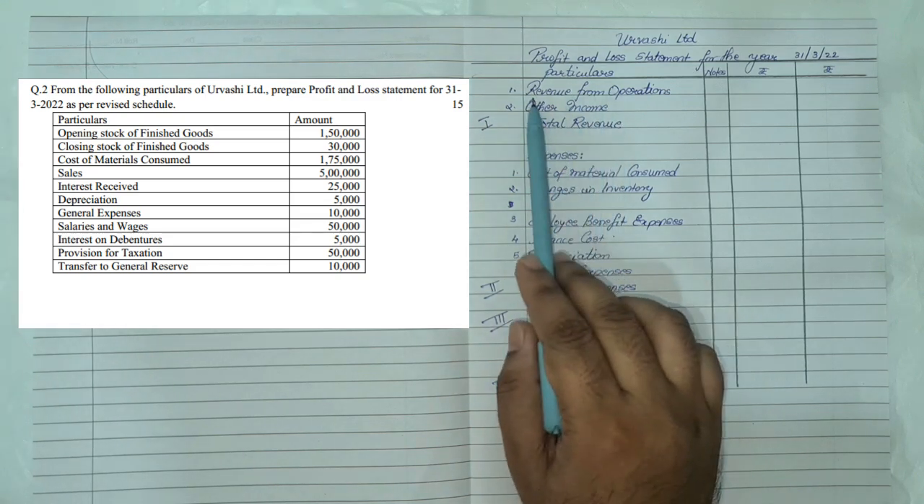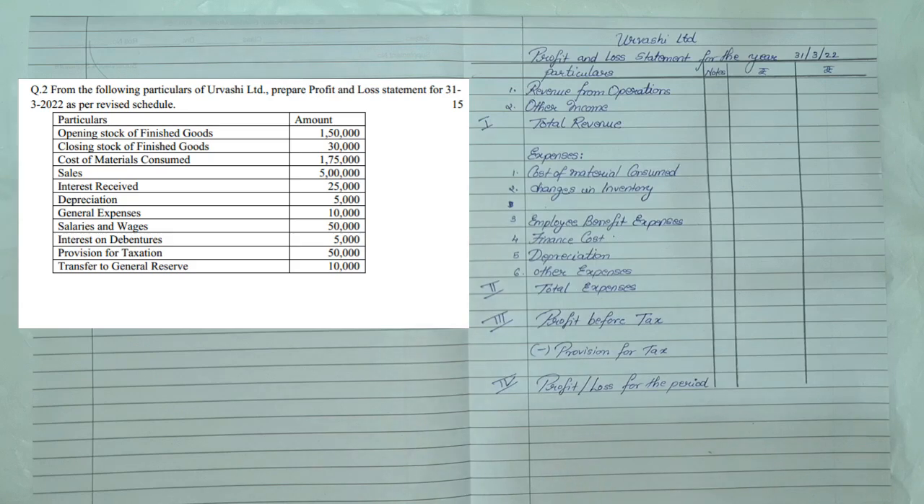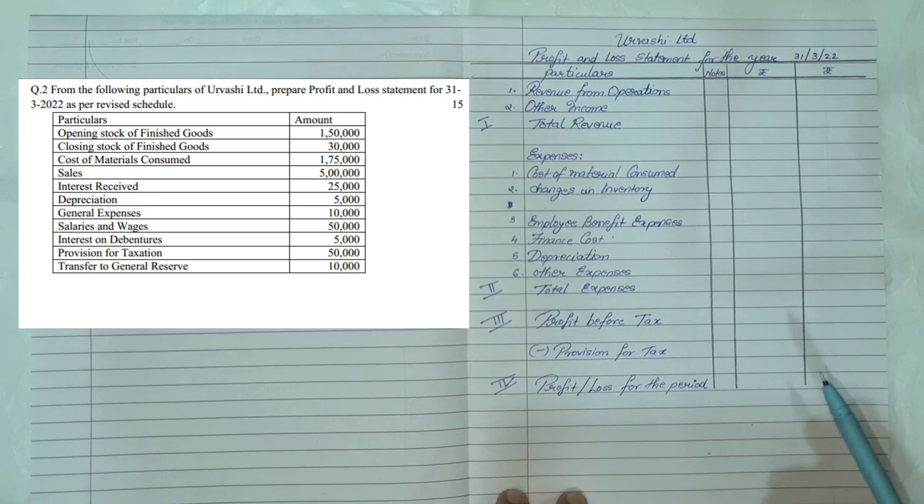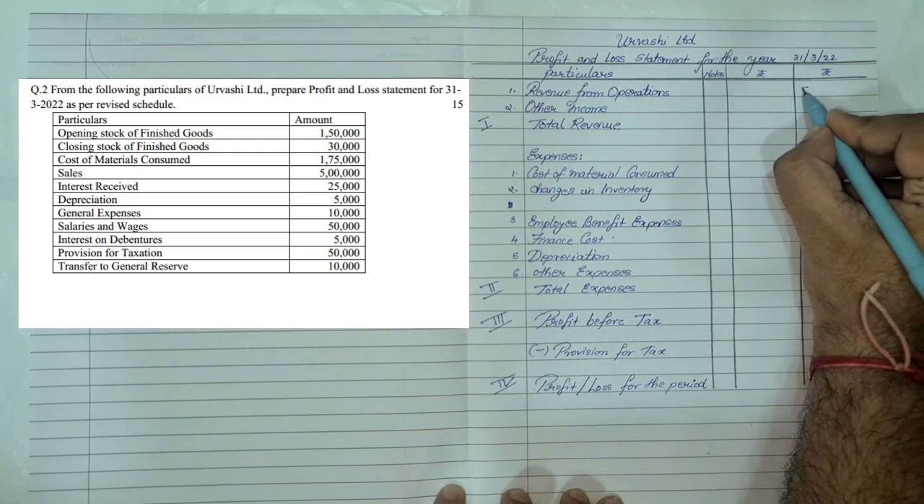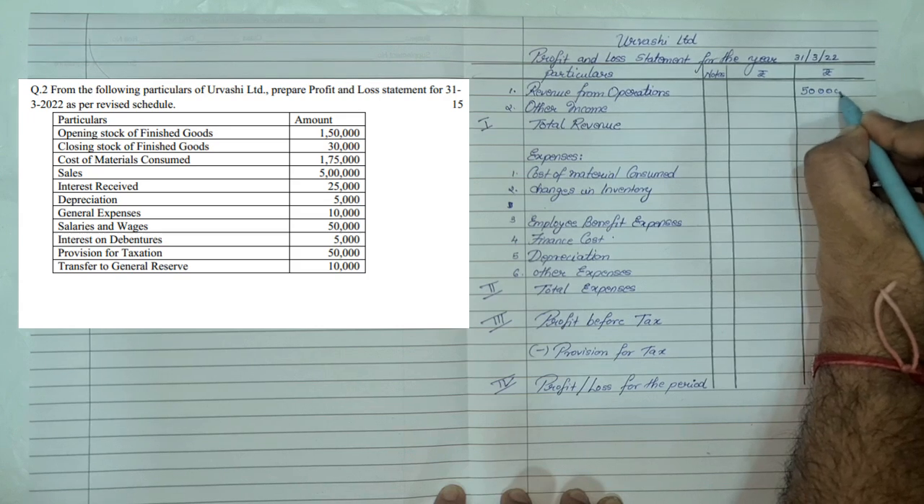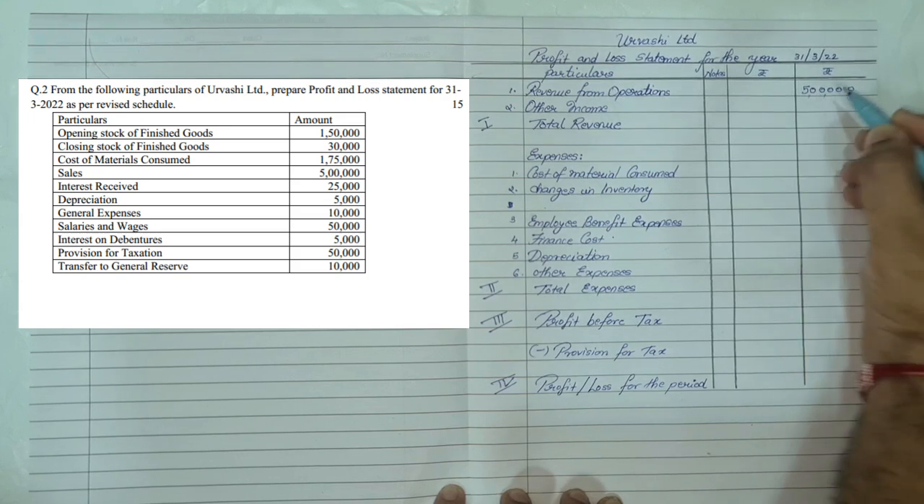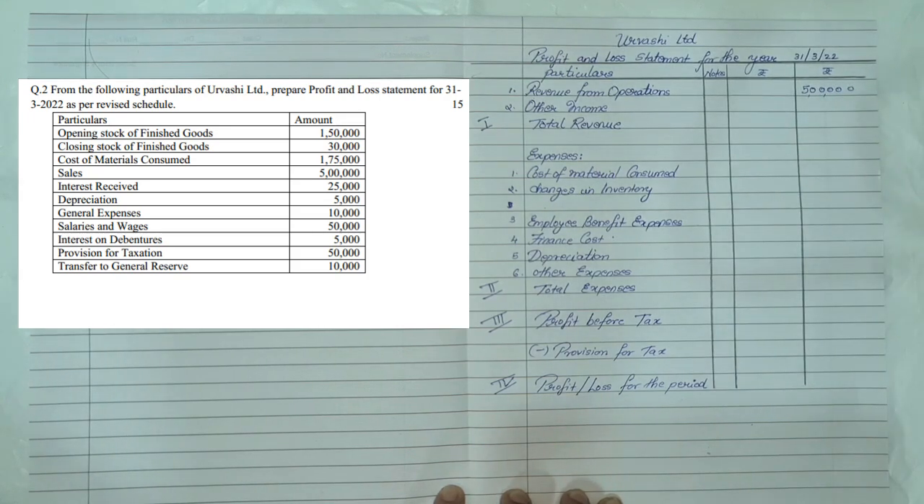First, as per our format, revenue from operations. The biggest revenue from operating business for a company is always the sales. So let us see if there is sales. In the question, if you can see carefully, they are giving you sales of 5 lakhs, and there is no sale return or any other thing given based on that. So we can directly write that value, 5 lakhs, as revenue from operations.